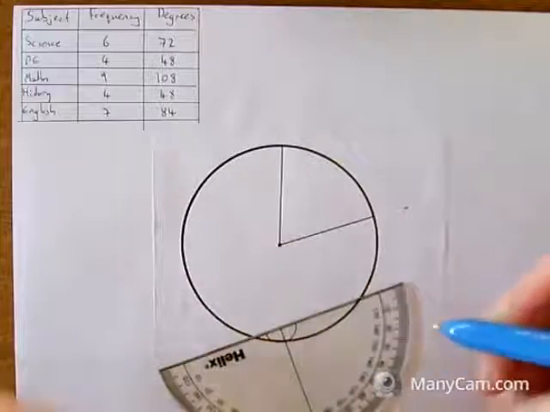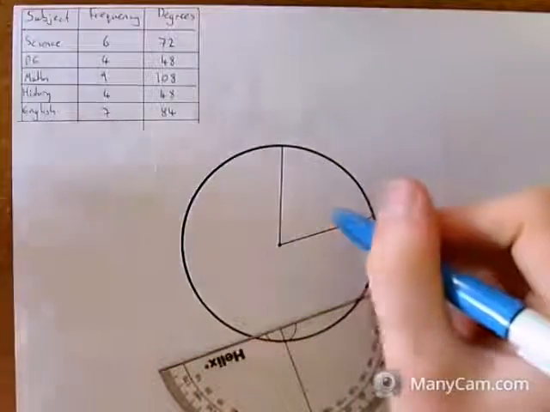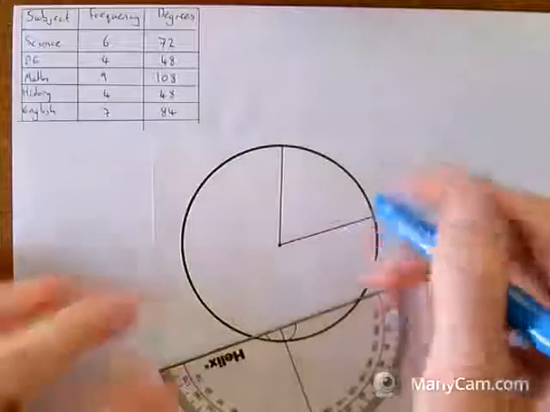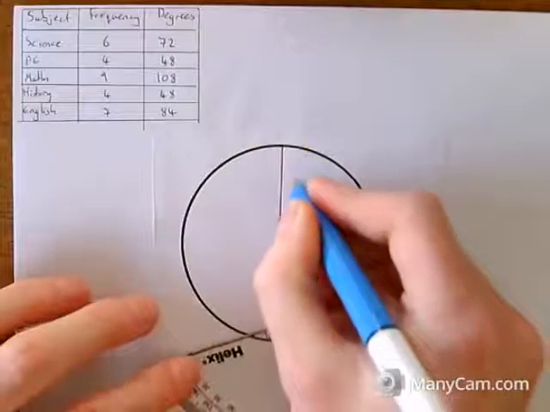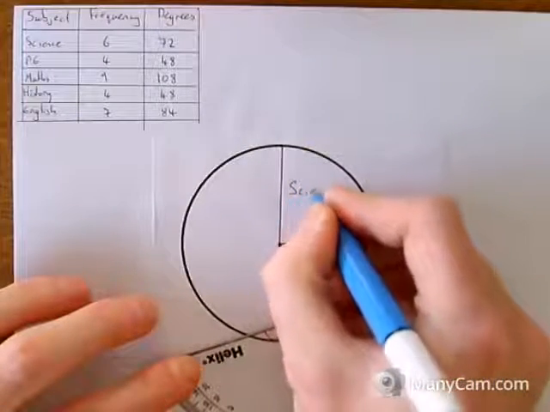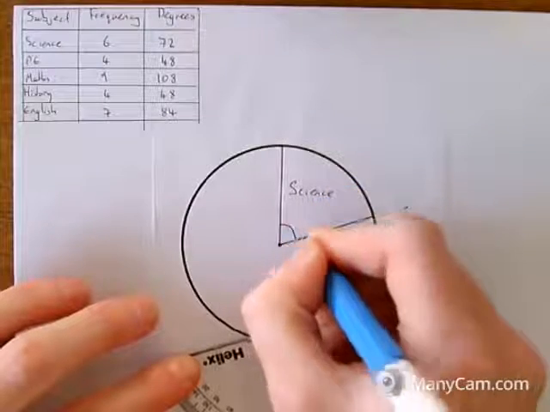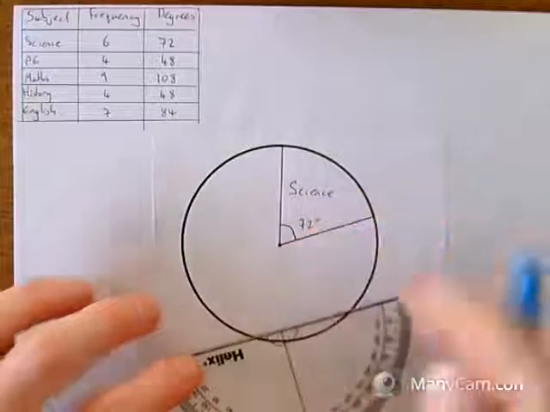I would suggest that as you go along you label each part so that when you've finished it's all labelled already for you. So this one was science, and that was 72 degrees.